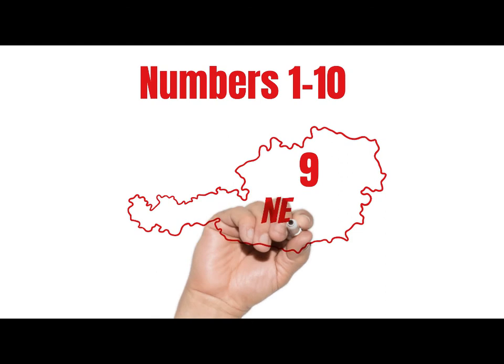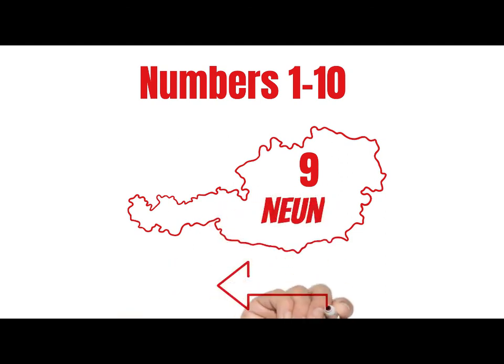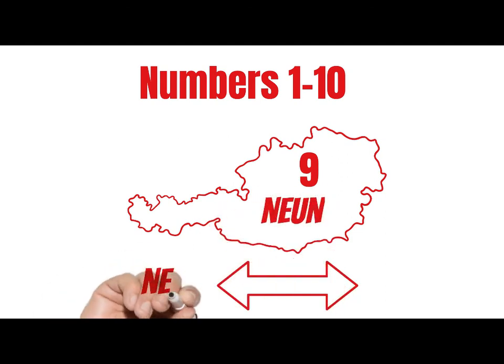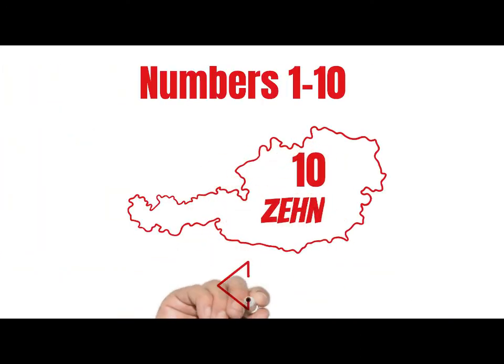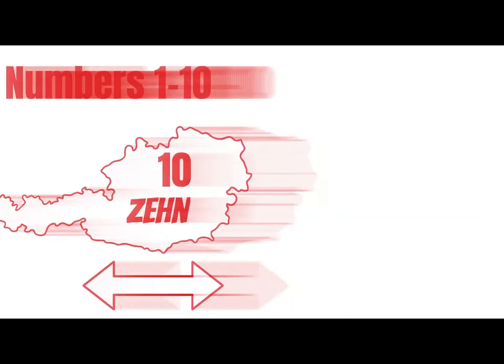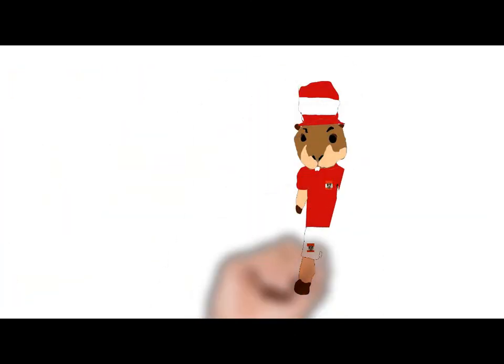9 is NEUN, and many Austrians will say NEUN. The word for 10 is 10, and is the same in Standard German as well as in Austrian German.